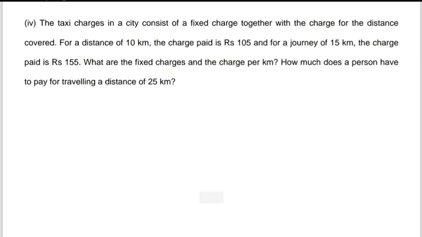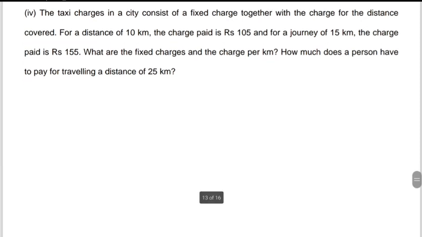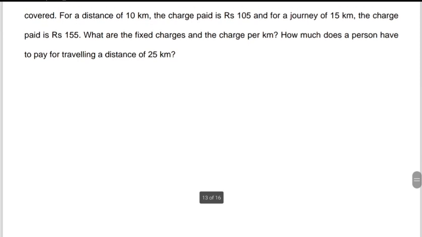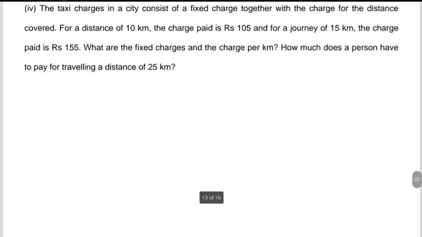Fourth sum: the taxi charges in a city consist of a fixed charge together with the charge for distance covered. For a distance of 10 km, the charge paid is rupees 105, and for a journey of 15 km, the charge paid is rupees 155. What are the fixed charge and charge per kilometer? How much does a person have to pay for traveling a distance of 25 km?